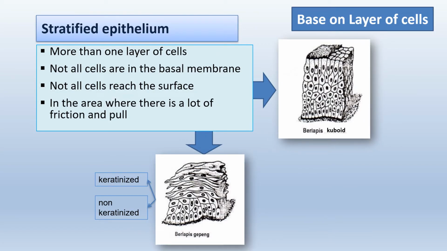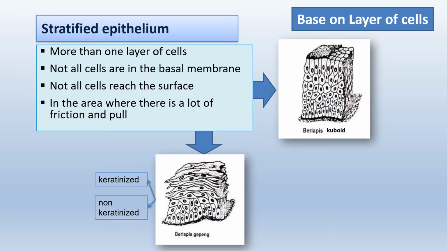Stratified epithelium. A stratified epithelium consists of more than one layer of cells. Cells in the stratified epithelium are not all attached to the basement membrane, and cells in the stratified epithelium have not all reached the surface. This stratified epithelium is located in areas that often experience friction.